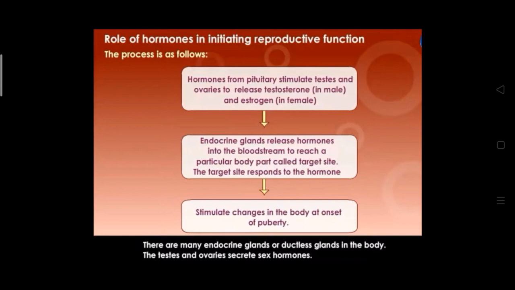First, the hormones from the pituitary gland will activate the target organ. The next step is the endocrine gland releases hormones into the bloodstream to reach a particular body part called the target site. So that hormone reaches the particular body part, the reproductive organ. That is the target site. The target site responds to the hormone. The target site is the reproductive organ here, so it will respond to the hormone. So what is the third step? It will stimulate changes in the body at the onset of puberty. So the target site or organ will be activated, and it will release the sex hormones into the body. Those sex hormones are responsible for the secondary sexual characters during puberty.